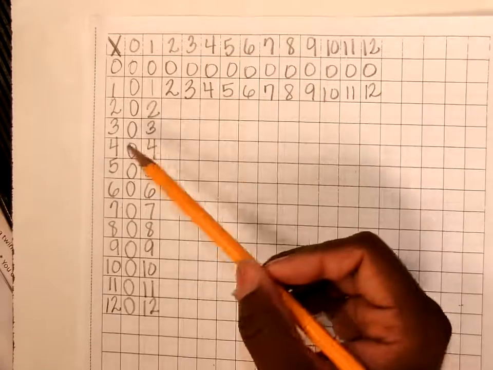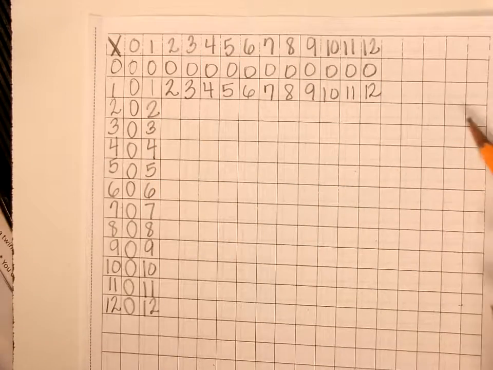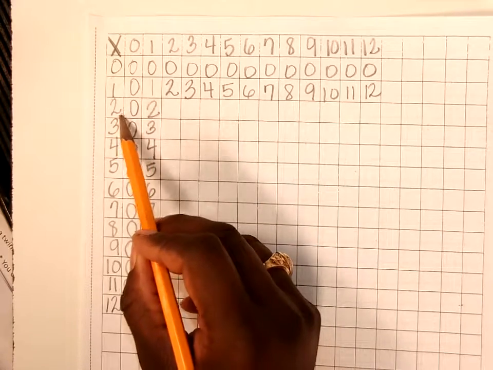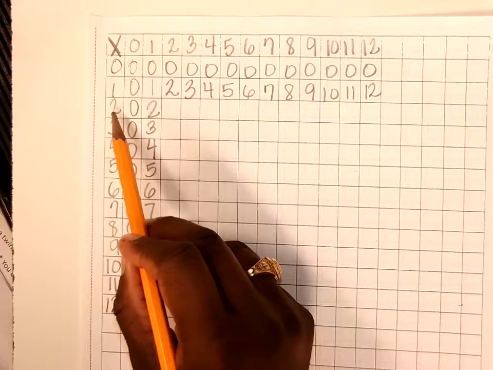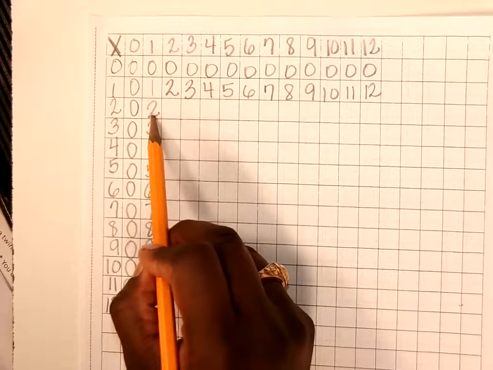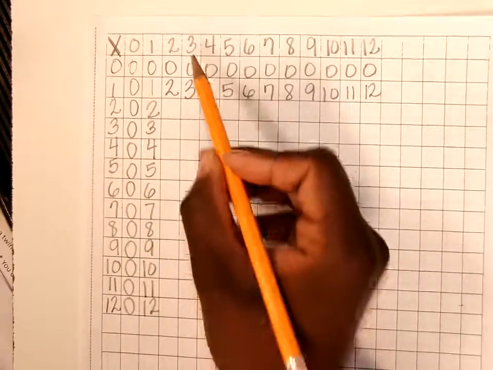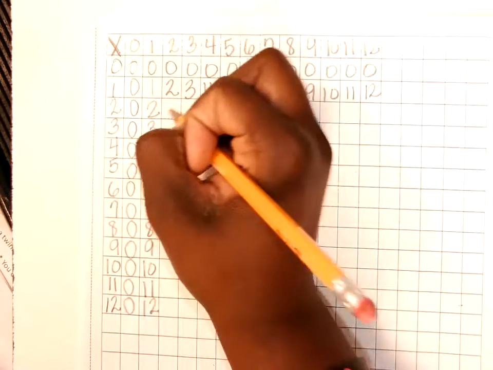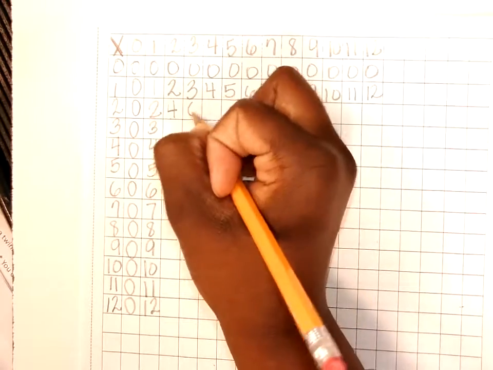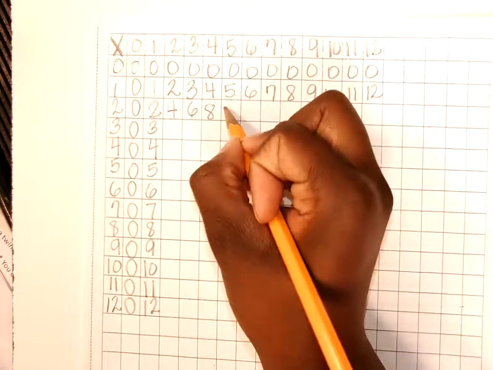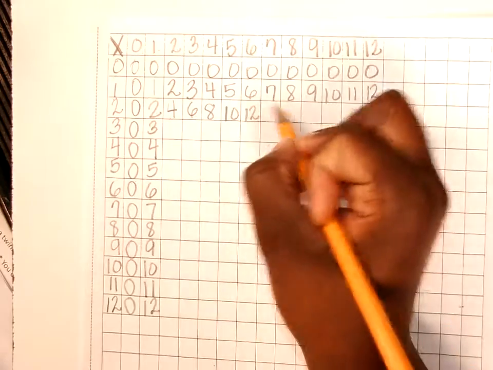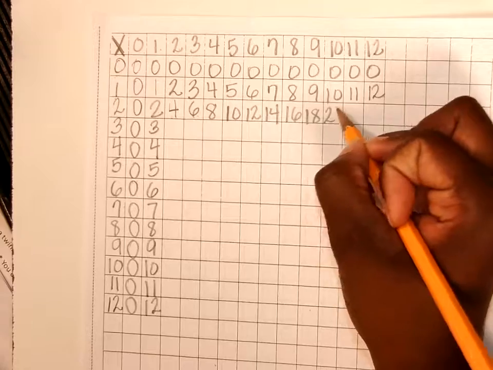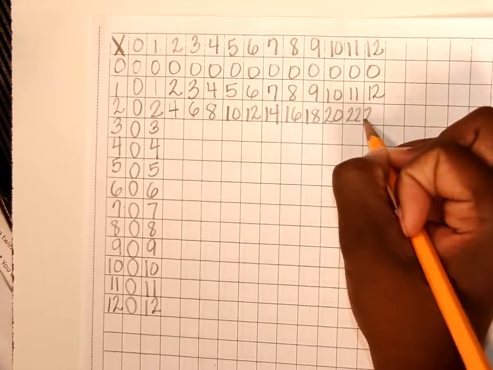Next, we go and we do our 2's. We all know how to skip count by 2, right? So that's what we do. We go to our 2's row, which is the horizontal, and we have 2, 4, 6. So 2 times 1 is 2, 2 times 2 is 4. So let's go ahead and fill that in. 2, 4, 6, 8, 10, 12, 14, 16, 18, 20, 22, 24.